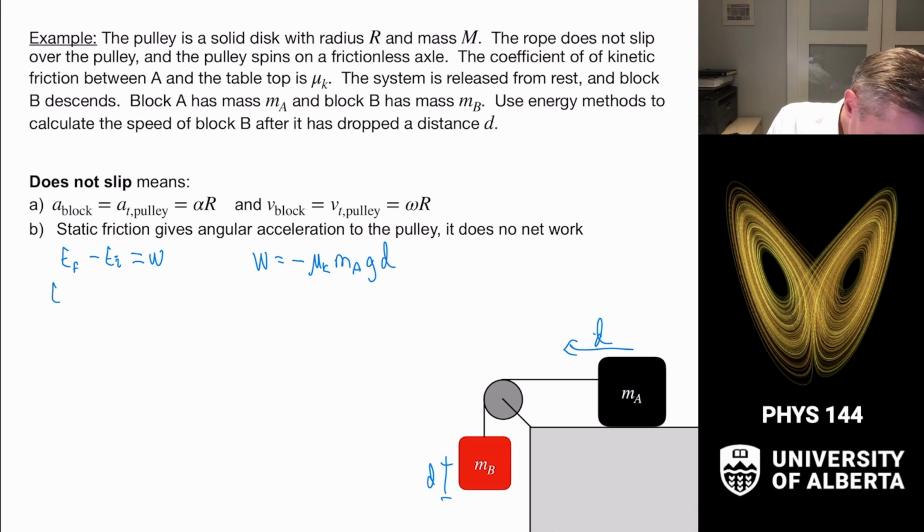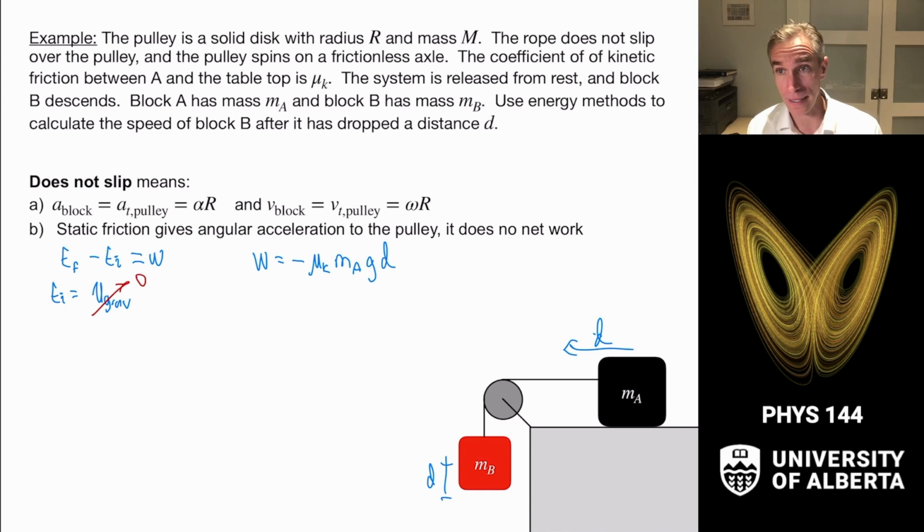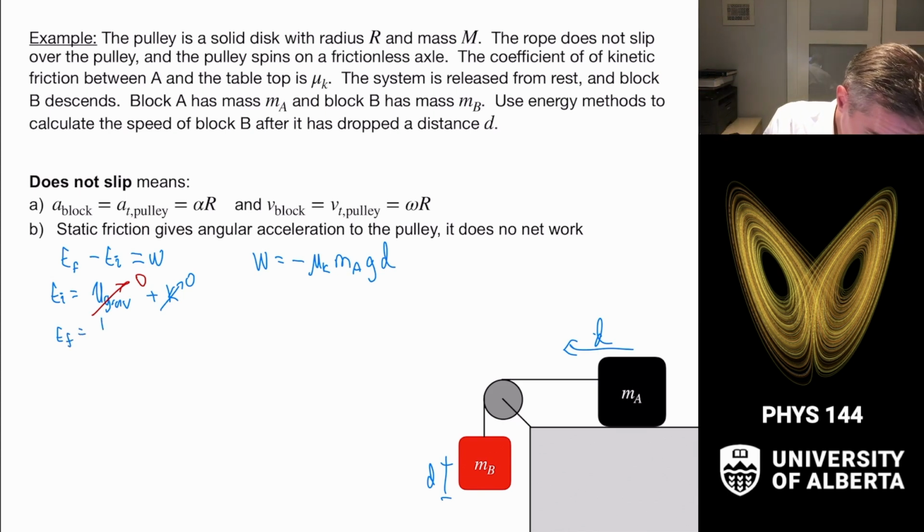For my initial energy, I'm going to define the gravitational potential energy to be 0 at the initial position, because I can just define one point in my gravitational potential energy, and we're going to start from rest. And so the kinetic energy is going to be 0. The final is going to be a little more complicated. Well, first off, the two blocks are moving. So we're going to write down the kinetic energies: 1/2 m_a v squared plus 1/2 m_b v squared.